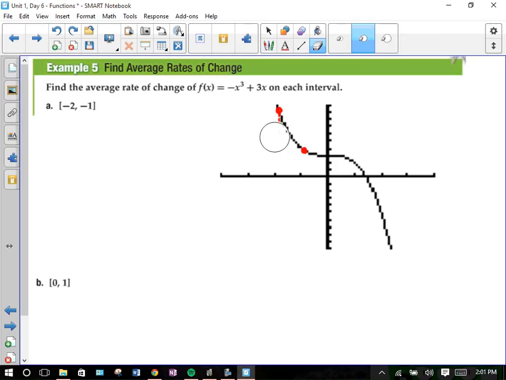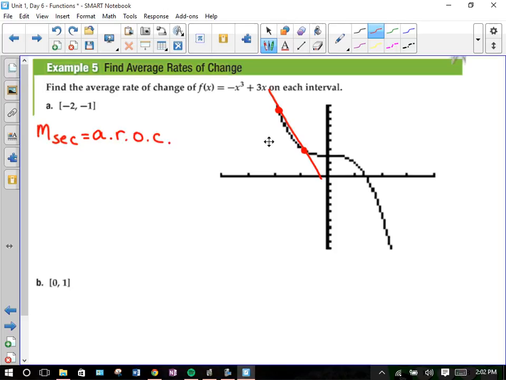In order to find that, we need to find the slope of the secant line that passes through here. Now that's not going to be the exact slope of this curve, but it will be our average rate of change. Since it's a curve, the rate of change isn't constant, so we have to find the average rate of change. The slope of our secant line is equal to our average rate of change.